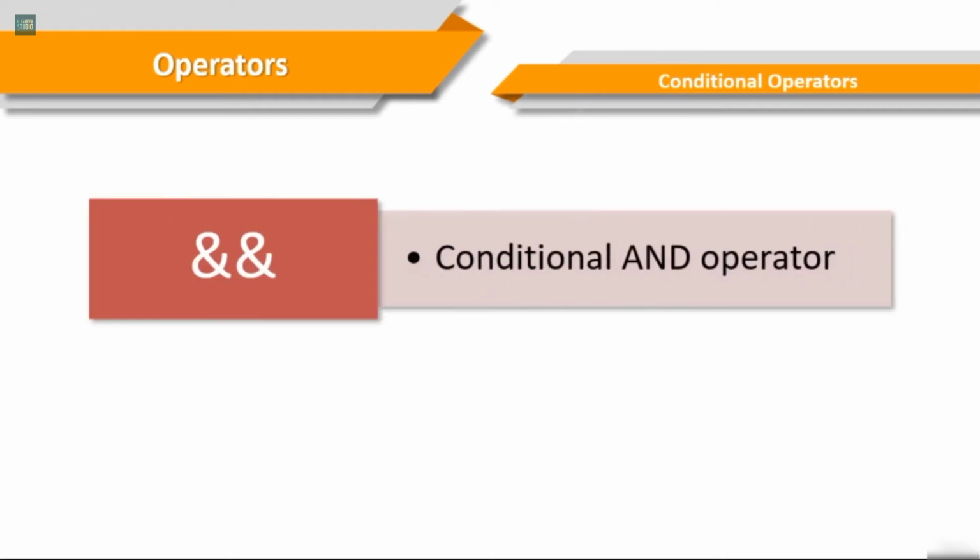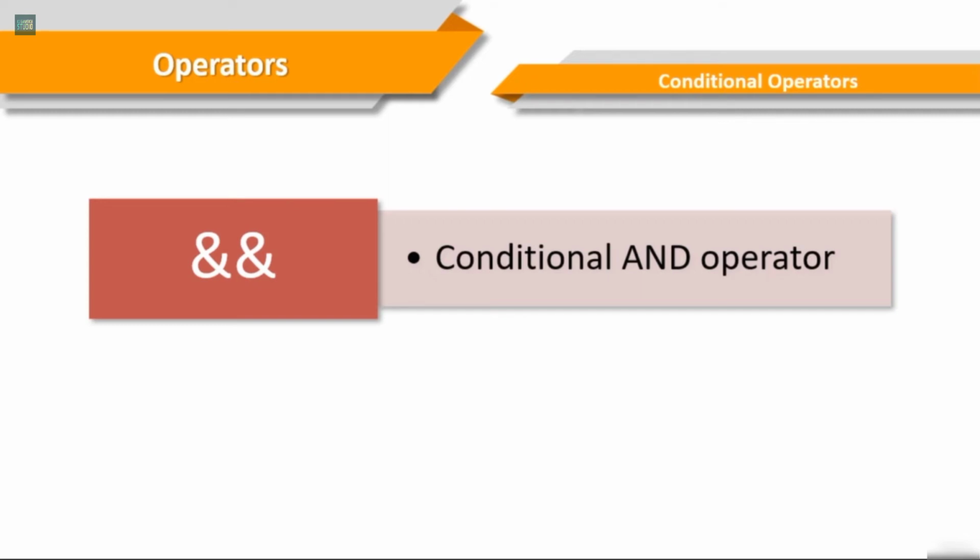So the conditional AND operator. This operator is represented by the symbol double ampersand. All right. So in this operation, the result is true if both operands are true. Now, this operator doesn't check the second condition if the first condition is false. Makes sense, right? So it only checks the second condition if the first one is true.